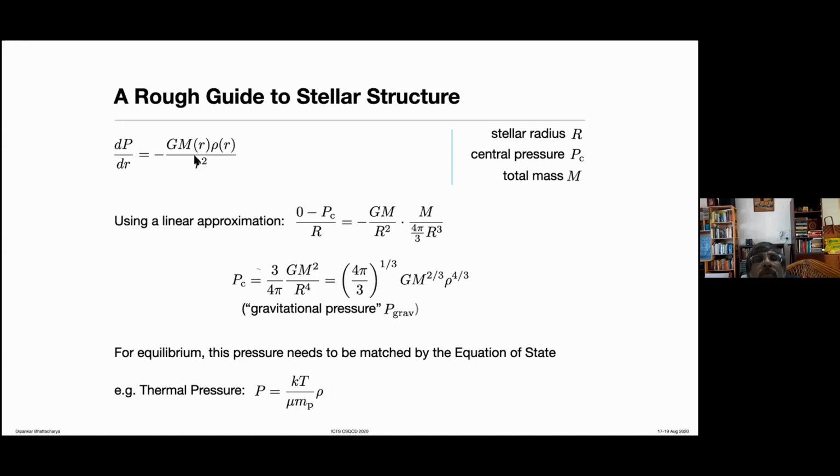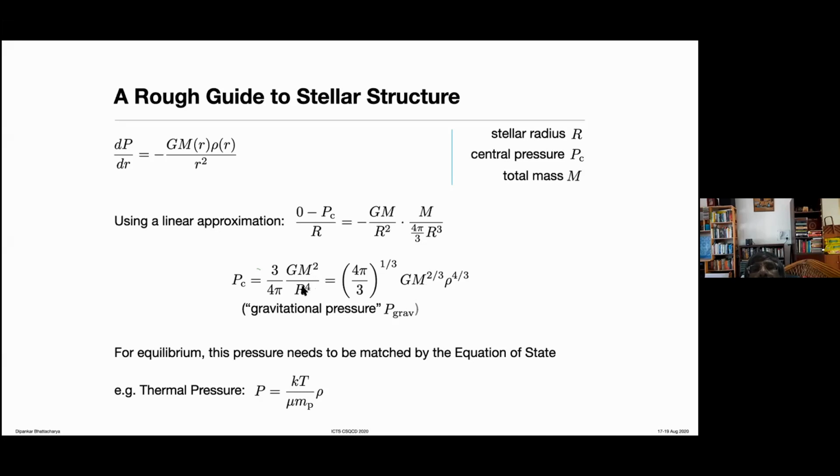Where I have just replaced this small r by capital R. M(r) is now the total mass of the star. And rho(r), I have just replaced by the average density, M by 4 pi by 3 R cubed. So this can then be rearranged to write the central pressure to be equal to 3 by 4 pi G M squared by R^4.